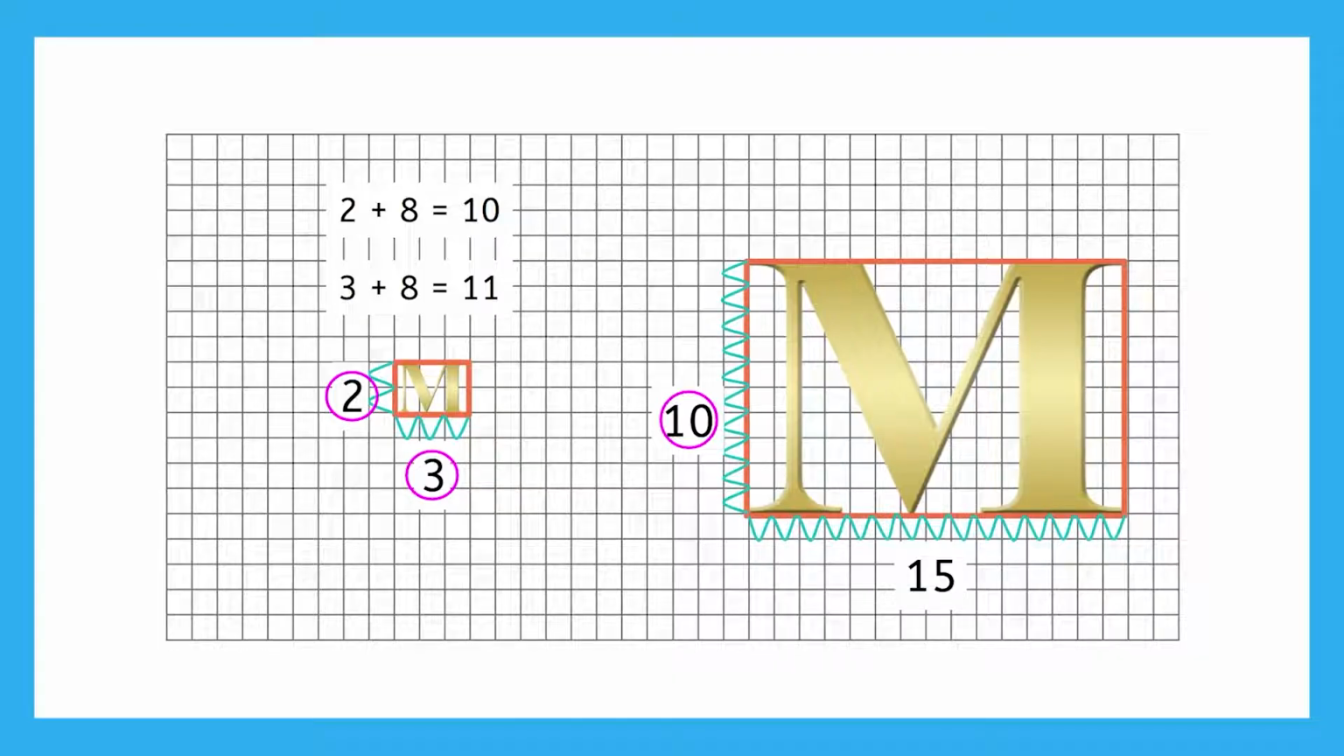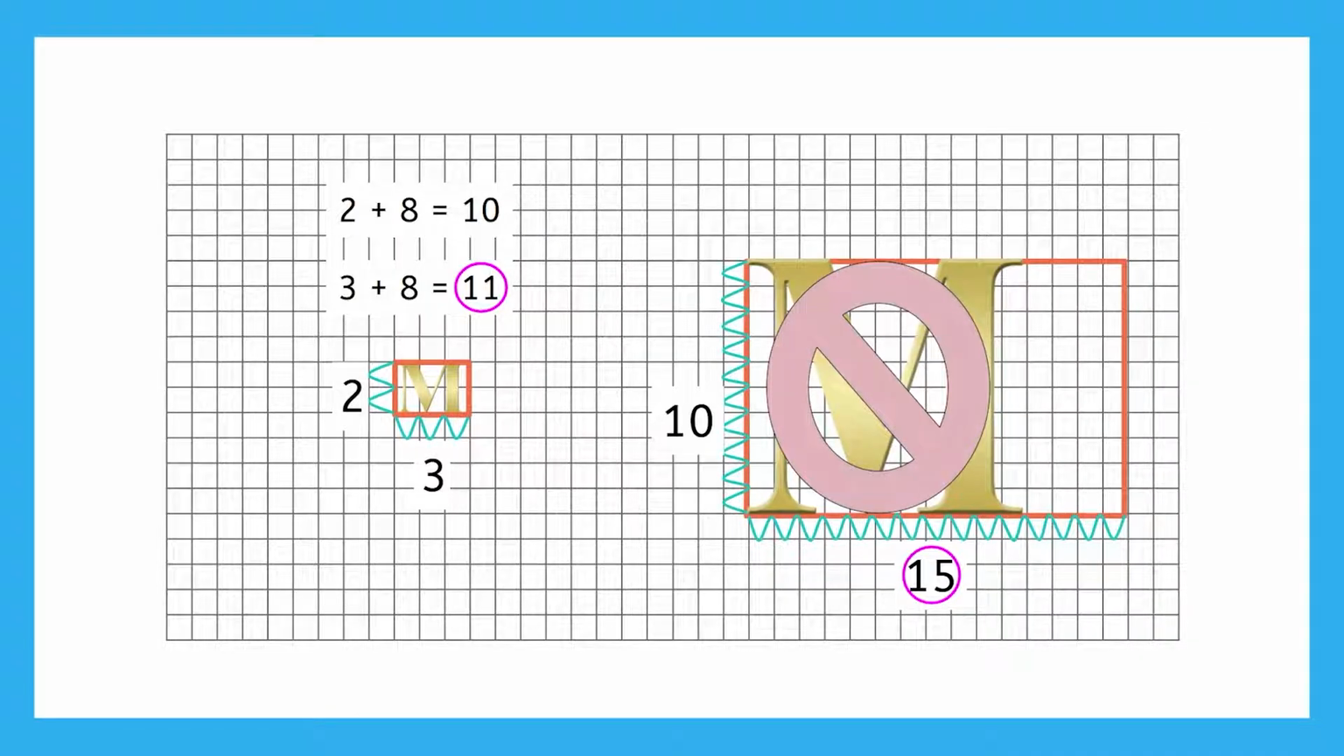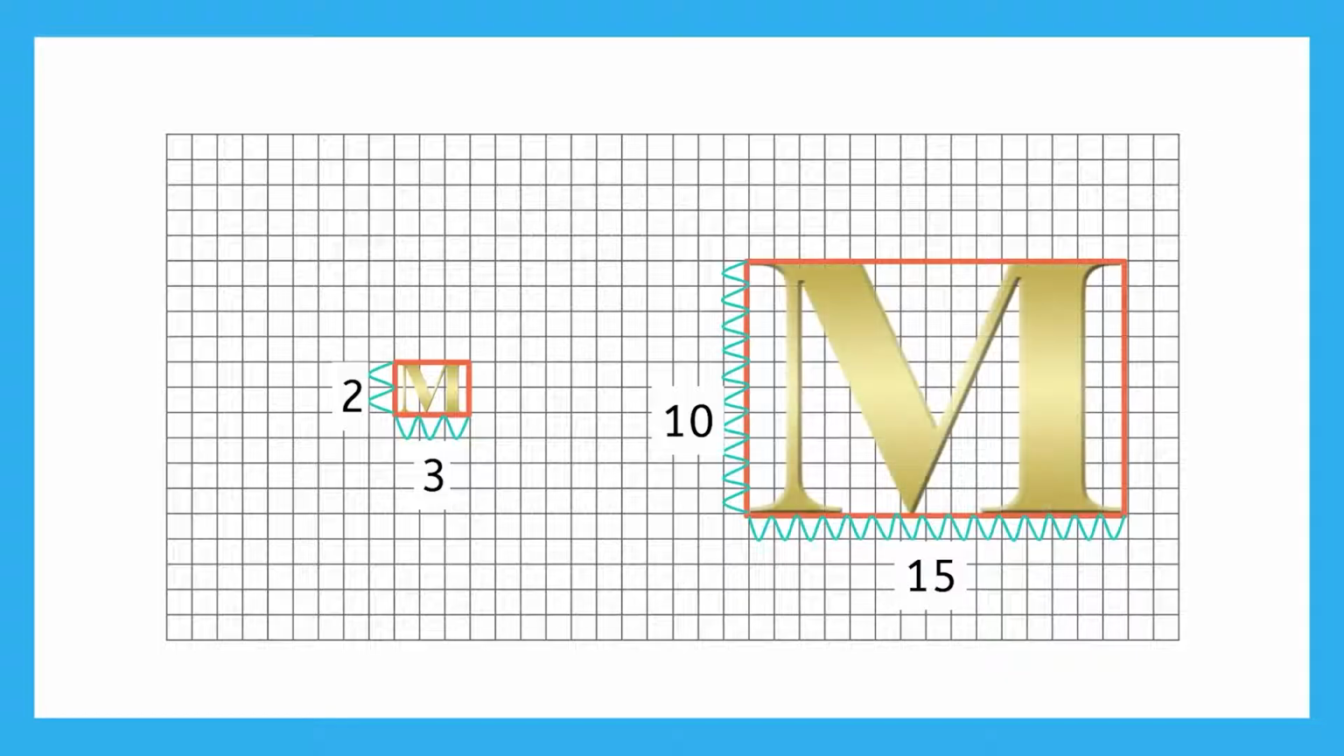11? Ooh, the width of the larger m was 15, and here we got a width of 11. If the width was only 11, it would squeeze the m in too tight. So adding the same measurement to both dimensions did not work. What else could we try?